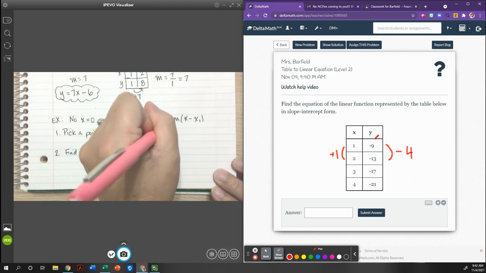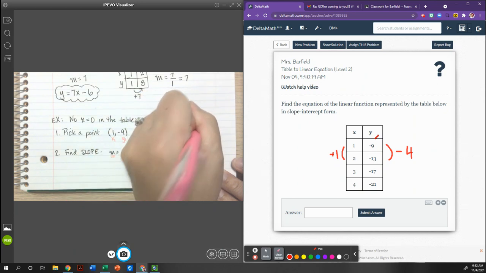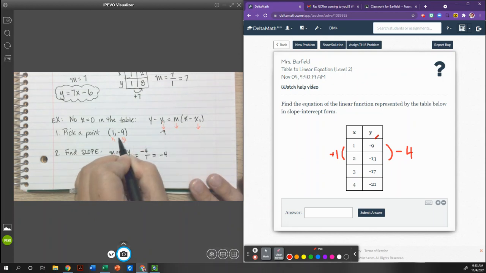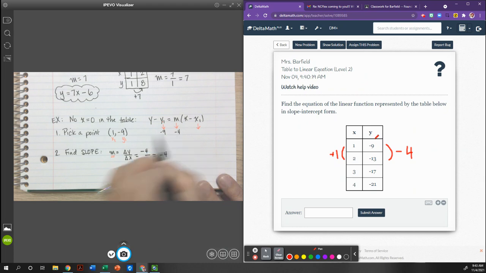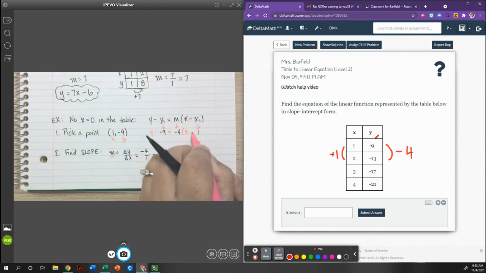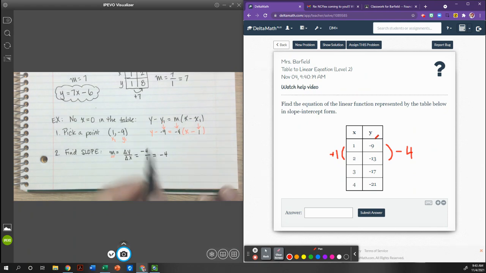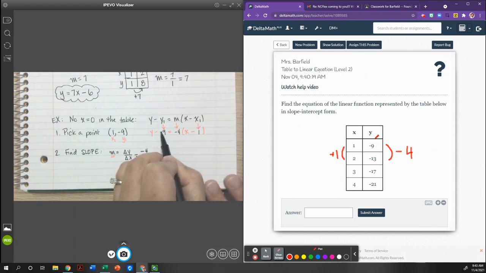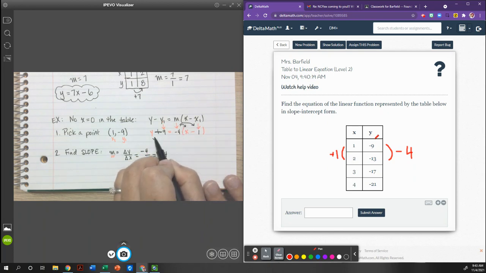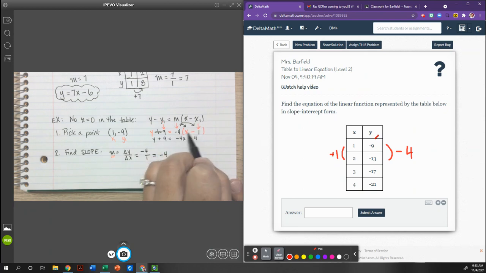So now I have everything I need to plug this in and then solve for y. My y1 is -9, my m is -4, my x1 is 1. So I'm going to bring down my y minus equals my x minus and my parentheses. Remember, 2 negative signs, that's a plus. So I'm going to distribute. So y plus 9 equals -4x plus 4, -4 times -1. I'm going to subtract 9.